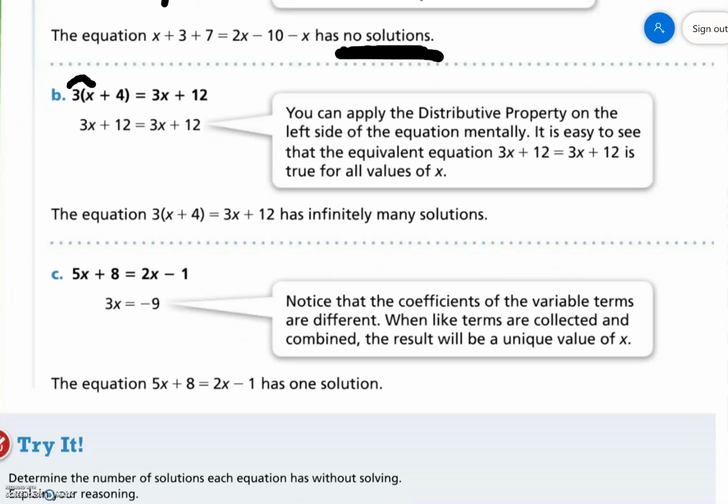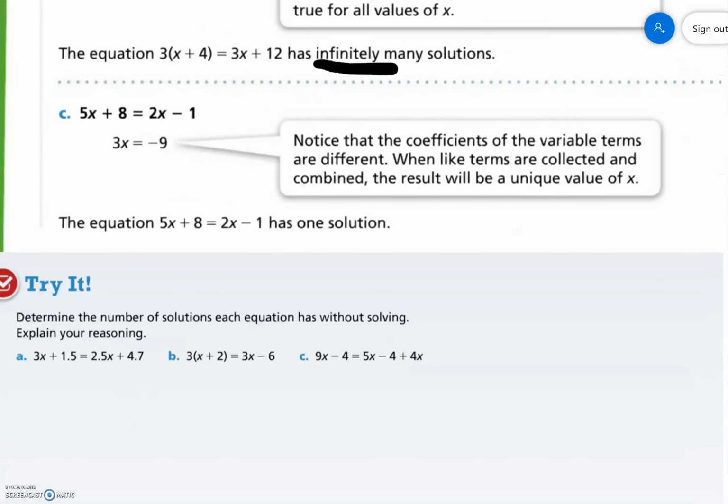For b, if we distributed 3, we would get 3x plus 12 equals 3x plus 12. We've got 3x and 3x, that matches. Positive 12 and positive 12, that matches. They're the exact same thing, so it's infinitely many solutions.